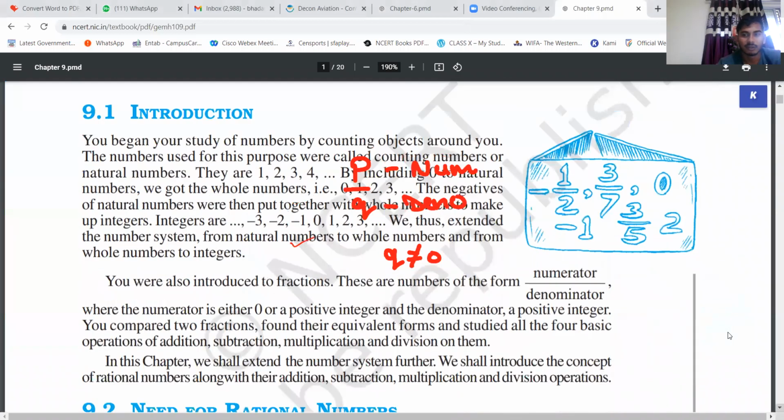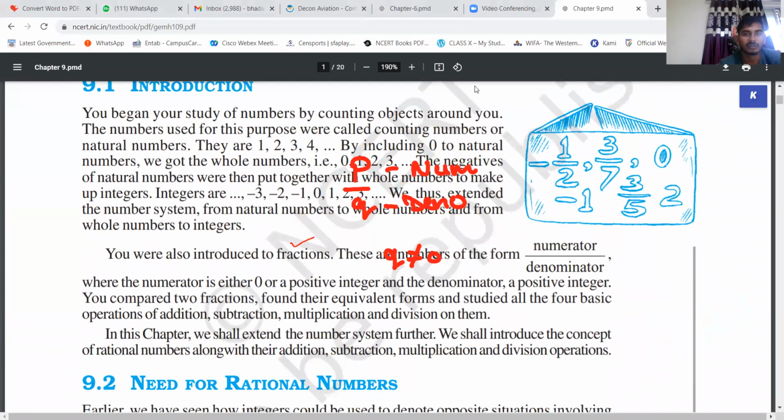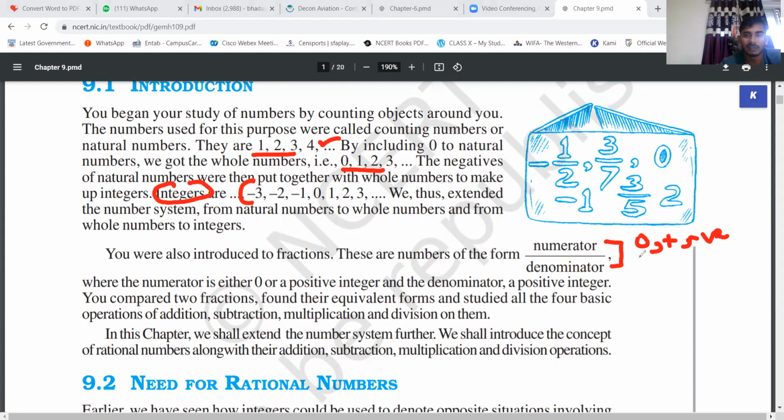The same thing I taught you, where the numbers starting from 0 are known as whole numbers. Numbers starting from 1 are natural numbers. These are whole numbers, natural numbers, and these are integers. And fractions means what? If the number is there in the form of numerator and denominator, the numerator can be 0 or a positive integer, or it can be negative. But the denominator should not be 0. The denominator can be positive or negative, but it should not be 0. One of the most important points you need to remember.